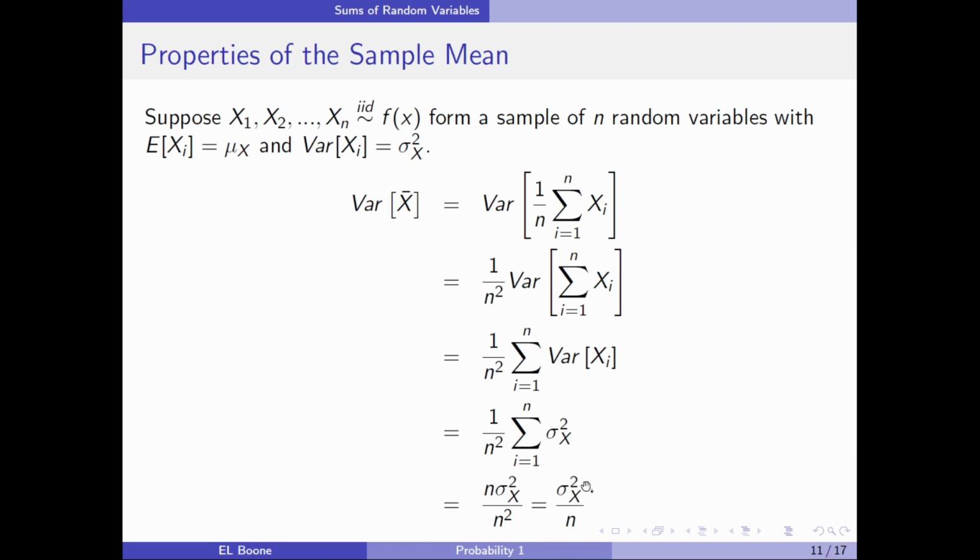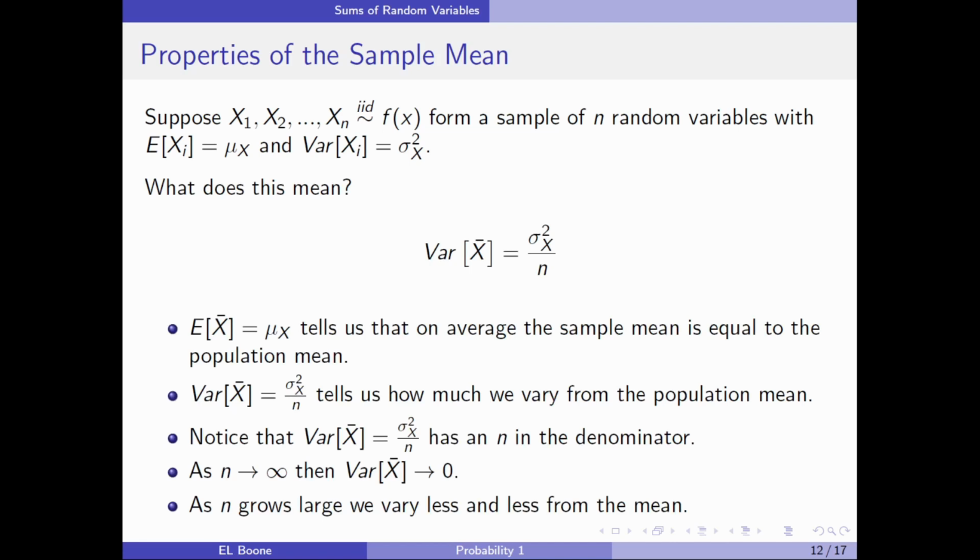So it's not just sigma squared. We end up with sigma squared over n. And this n in the denominator is going to save us. This is an amazing result, because if it was just sigma squared x, we would not be able to do nearly as much as we can with that n there. So what does this mean? This means that on average, we're near the population mean. That's what the expected value of x bar equals mu means. And this variance of x bar tells us how much we vary from that population mean.